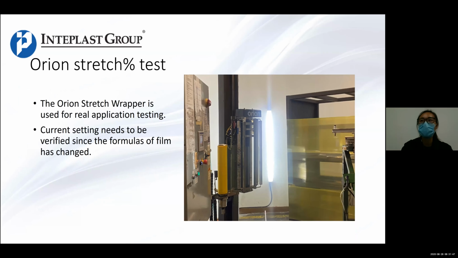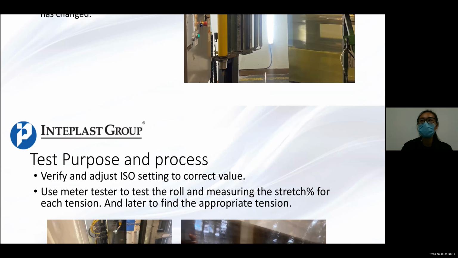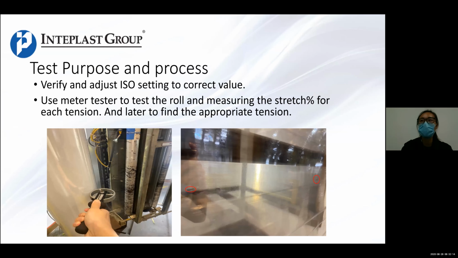And my third project is the Orion wrapper stretch calibration test. The Orion stretch wrapper is used for real application testing because the current setting has been used for several years and the formula of the film has changed. So right now, the current setting needs to be verified. The purpose of this project is to verify and adjust the setting to the correct value.